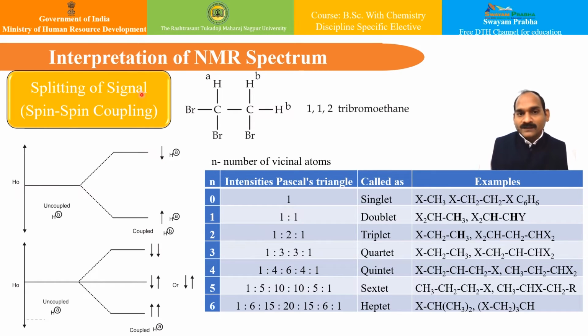Whenever two sets of equivalent protons are present on adjacent atoms, they affect the signals of each other. Each proton generates its own field in or opposite to the direction of the applied magnetic field, so it will have a different effect depending on whether it is along or opposite to the direction of the field. Due to this effect, each signal splits into a multiplet, and this splitting of signals is called spin-spin coupling or spin-spin splitting.